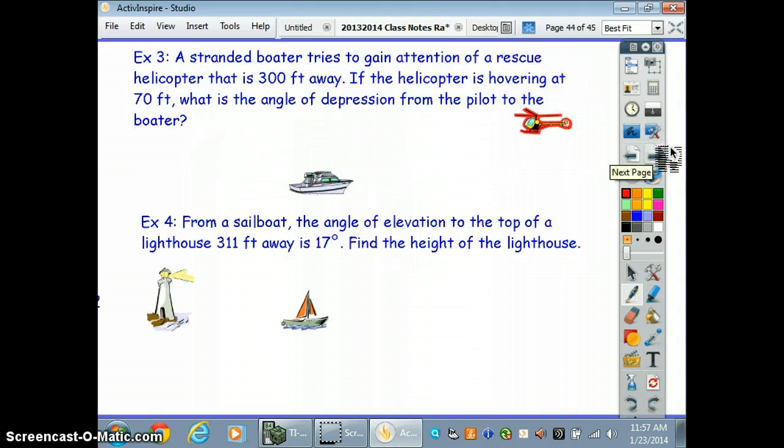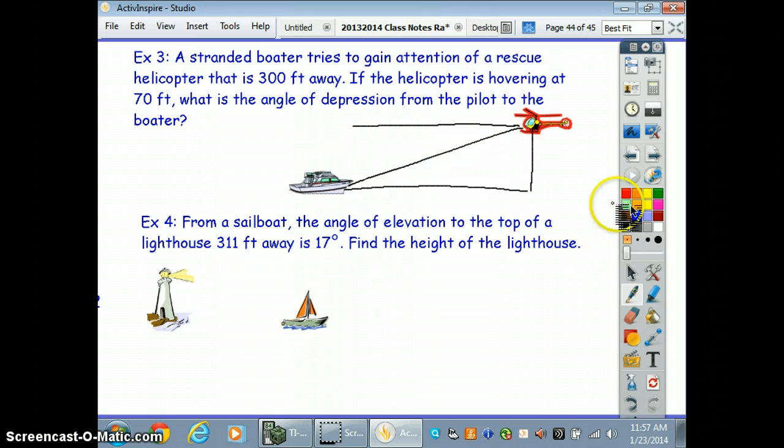Example 3. A stranded boater tries to gain attention of a rescue helicopter that is 300 feet away. If the helicopter is hovering at 70 feet, what is the angle of depression from the pilot to the boater? Okay, so let's drop in a vertical distance. Take this over to our boat.